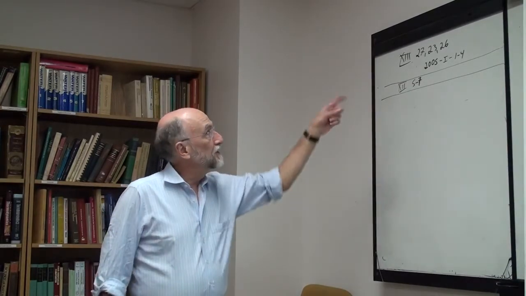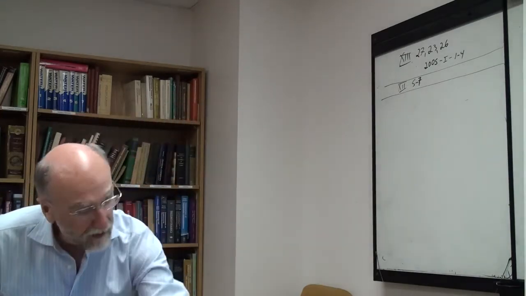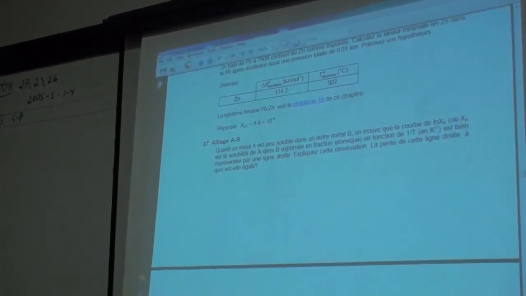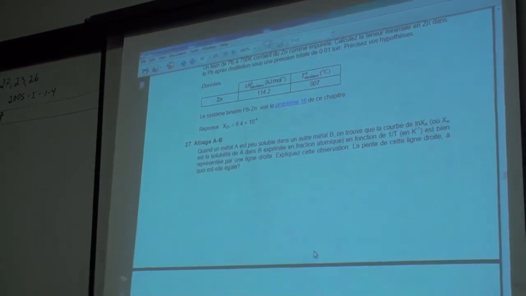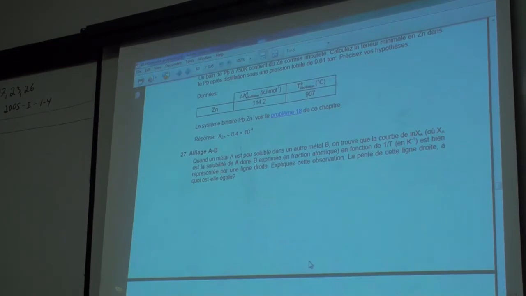Okay, the first was section 13, number 27. When a metal A is only slightly soluble in another metal B, we find that the curve of ln XA, where XA is the solubility, as a function of 1 over T, is pretty well represented by a straight line. Explain this observation and what is the slope of that line equal to.